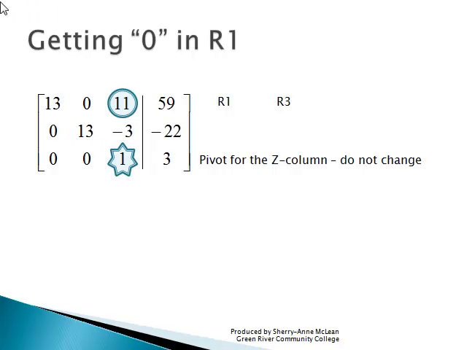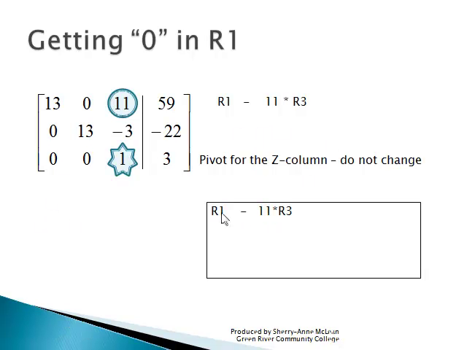Now look at our numbers here and decide what it is that we can multiply by to get both of those numbers to be the same. And we can get them both to be 11 fairly simply. So leave row 1 alone. Multiply row 3 by 11, that will get them both to be 11. And if we subtract, that will get us the 0 that we need. Do our math again. Remember, you've got to do these operations all the way across. Row 1, so 13, 0, 11, 59, minus 11 times row 3, which is 0, 0, 1, 3.